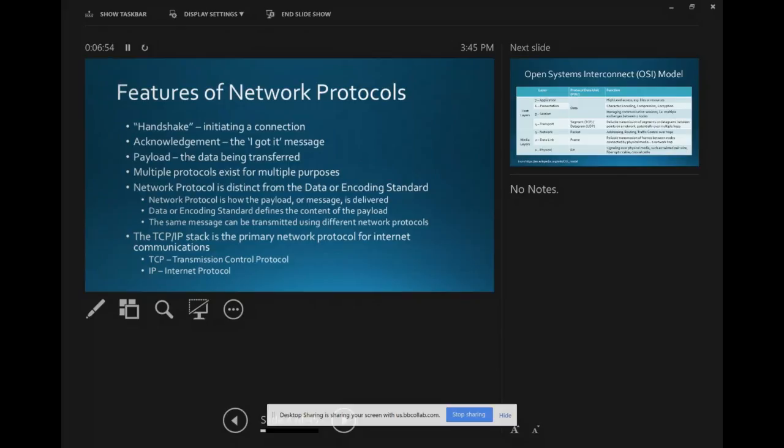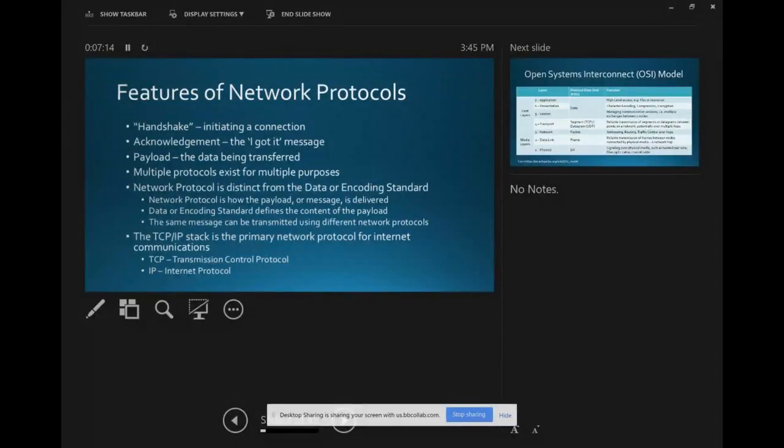And a network protocol typically starts with a handshake where you initiate a connection. The other side will acknowledge that I got a message. There are payloads. That's the data that's being transferred. And there typically are multiple protocols for different purposes. So depending on what you're trying to do, you may be using different protocols.